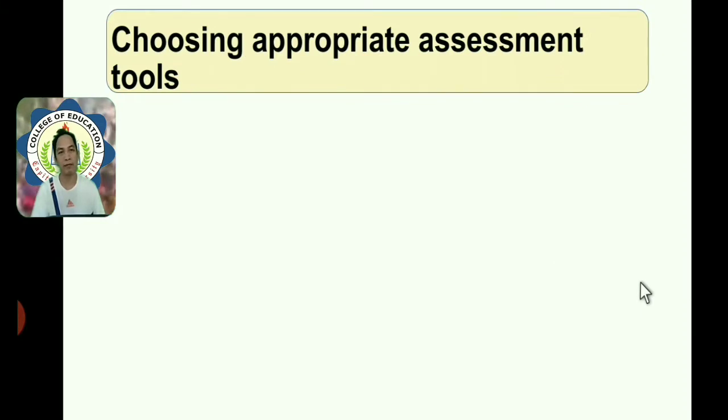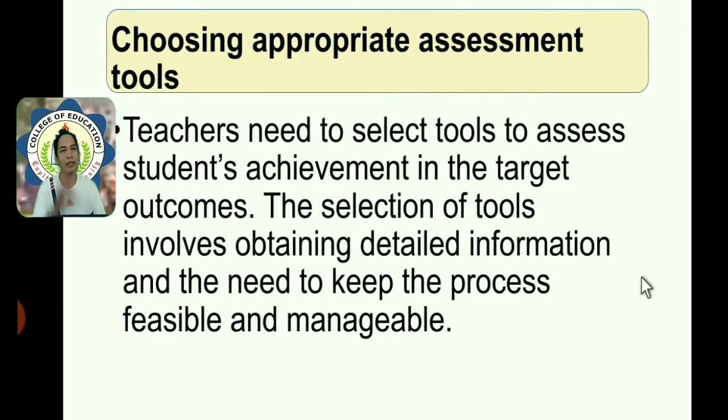Next. How to choose appropriate assessment tools. Teachers need to select tools to assess students' achievement in target outcomes. So you must select the tools to achieve the target outcomes. The selection of tools involves obtaining detailed information and the need to keep the process feasible and manageable. It must be detailed information, feasible, and manageable. Okay?